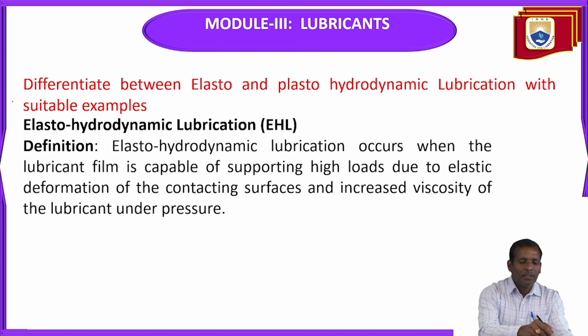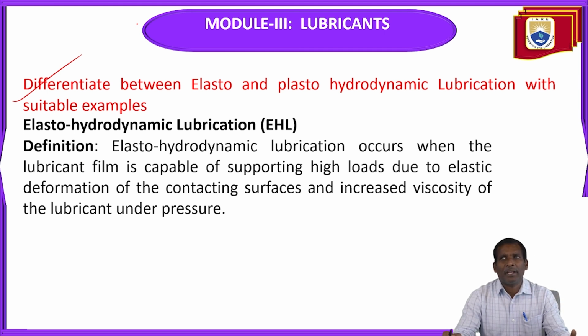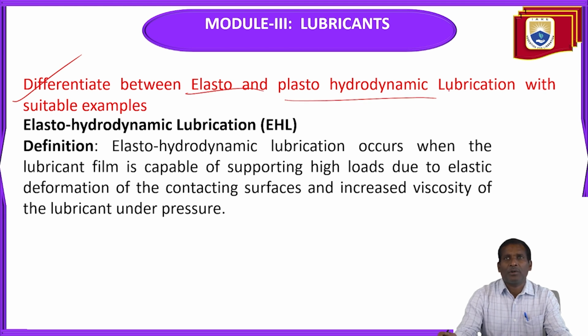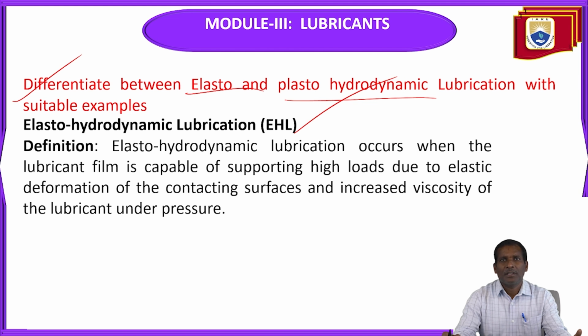Next, the difference between elasto and plasto hydrodynamic lubrication with suitable examples. So, what is the difference between these two lubrication systems, elasto and plasto hydrodynamic lubrication? So, elasto-hydrodynamic lubrication, that is EHL, occurs when the lubricant film is capable of supporting high loads due to elastic deformation of the contacting surfaces and increased viscosity of the lubricant under pressure.